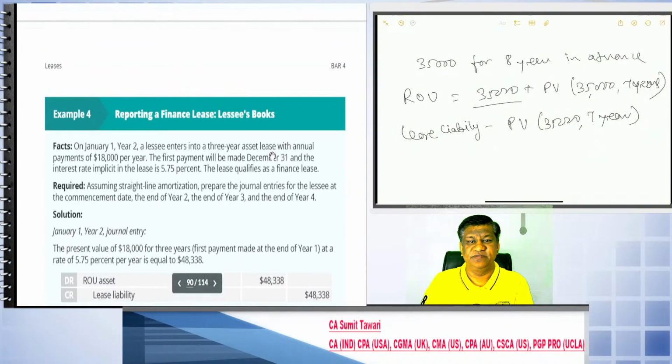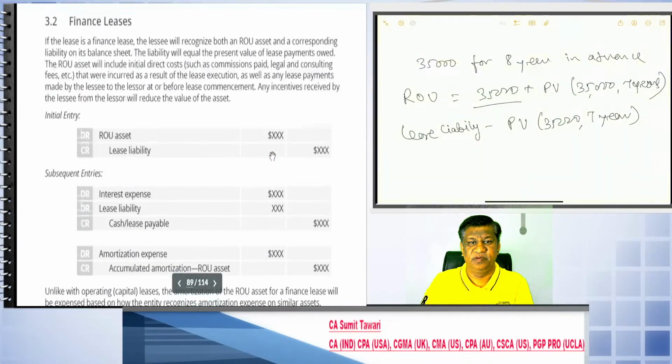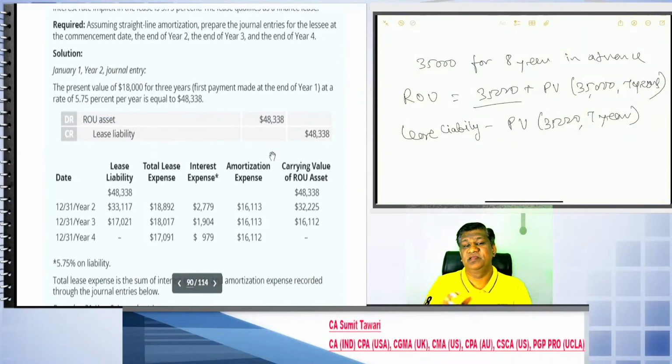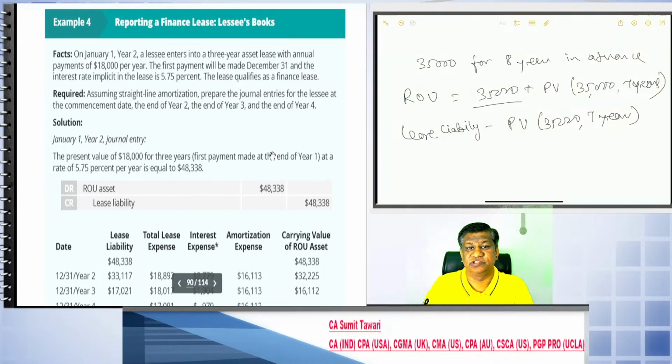Okay, we'll start with this problem again. Right now we are just thinking from the lessee point of view. So this is basically the first question. Again, we will see. On January 1, year 2, a lessee enters into a 3-year asset lease with an annual payment of 18,000 per year. The first payment will be made in December and the interest rate implicit in the lease is 5.75%. So the lease qualifies as a finance lease. So assuming straight line amortization, we need to prepare the journal entry.